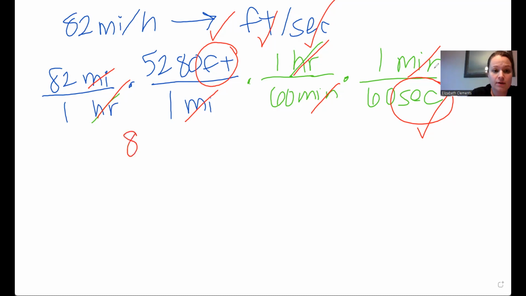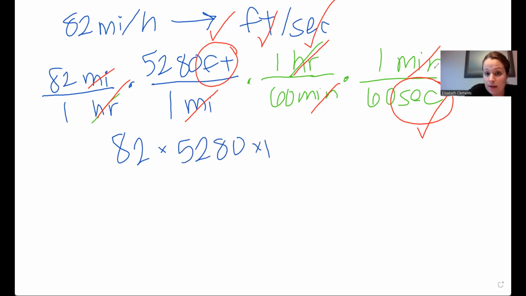So in my calculator, I'm going to go 82. I'm going to write back in the other color. I'm going to have 82 times 5,280. And then the other ones are 1. So you can go times 1, but it's not going to do anything. It's not going to hurt it though, so you can do it if you want to. But I'm not going to write it because multiplying by 1 is not going to change it. It's the same with dividing by 1. It's not going to change it, so I'm not going to write it.